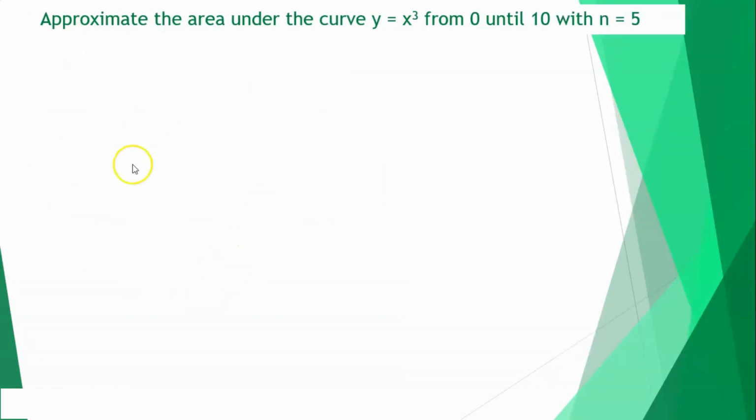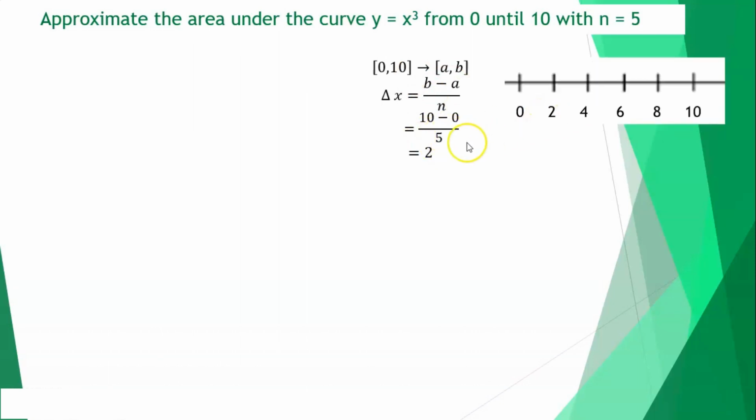Okay, let's have another example. Approximate the area of the curve y is equal to x cubed from 0 until 10 with n is equal to 5, or the number of squares is 5. So 0 to 10, so solve for the width. So that would be 10 minus 0 divided by 5. So our interval here is 2.